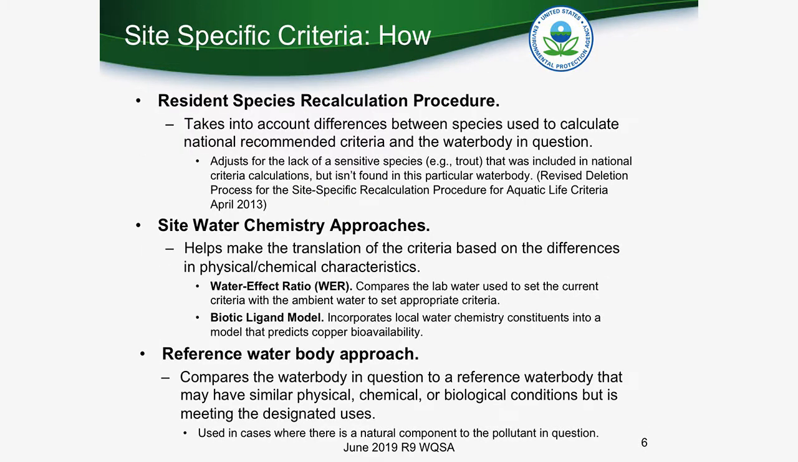So if you think that your critters are less sensitive than the ones that we've used in the national criteria, then you use this thing called the resident species recalculation. Good name, huh? So basically what you're doing is if you have data from California, from Hawaii, that sort of matches the data that we use, you can replace it, rerun the calculation, and see if you get a different number that you like.